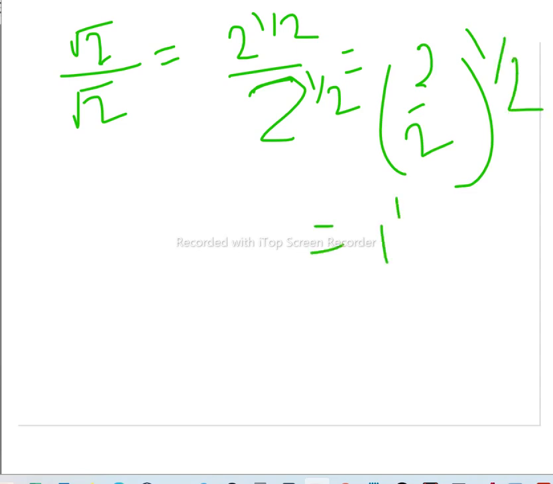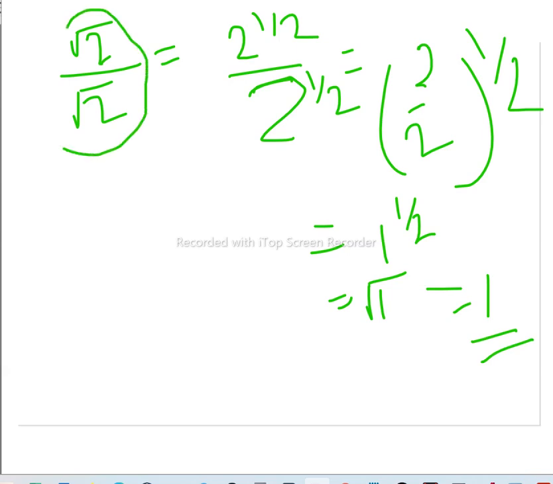We get 1 to the power of 1 over 2. We will say that this is the square root of 1, and the square root of 1 means 1. So this is the final simplification answer for question E. But here also, any number divided by itself will be 1. Simply, we can also put it like this. So this is for this question.